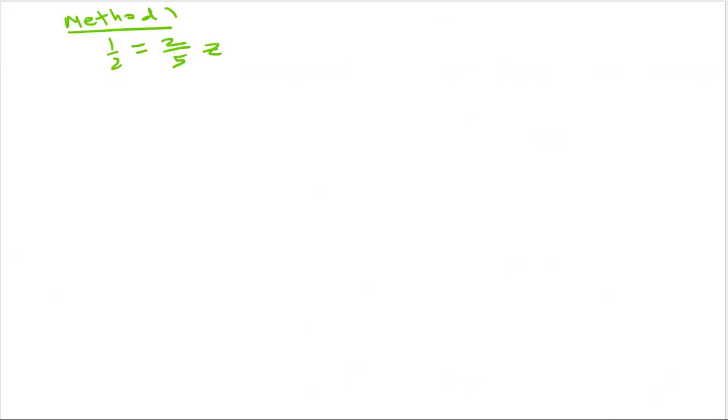Okay, so if we did method 1 again, these two items here are being multiplied, so the opposite of that is going to be division. So I'm going to divide both sides by 2/5. That cancels, giving me Z. But I have 1/2 divided by 2/5, right? So that means I keep the 1/2, I switch the division to multiplication, and I flip this. So that would be 5/2.